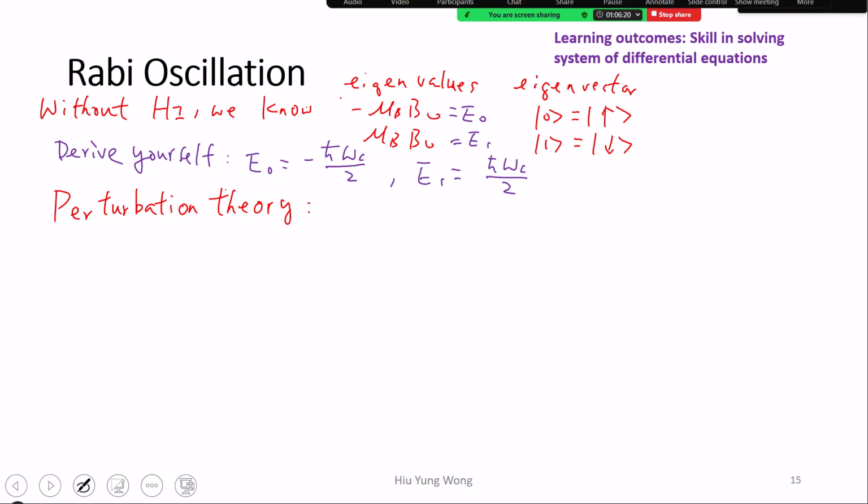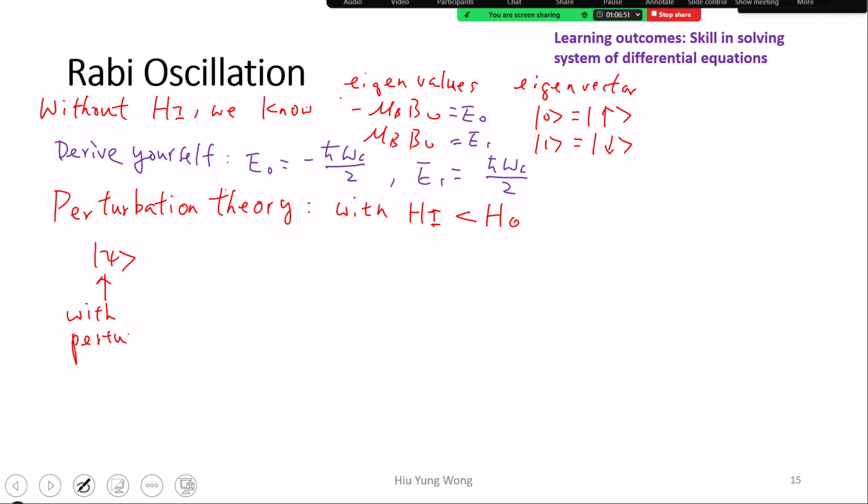And it is easy to agree with Hi, the interacting Hamiltonian. Maybe this is the perturbing Hamiltonian, sorry, right? Much smaller than H0. Then we say the states, the new states, right? This is the new states due to the perturbation.